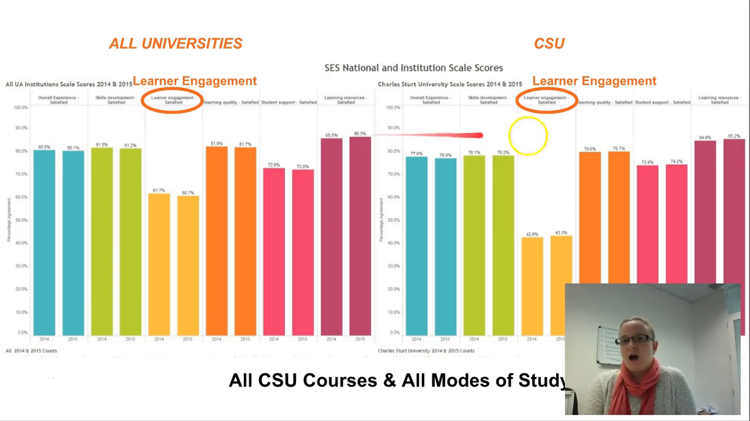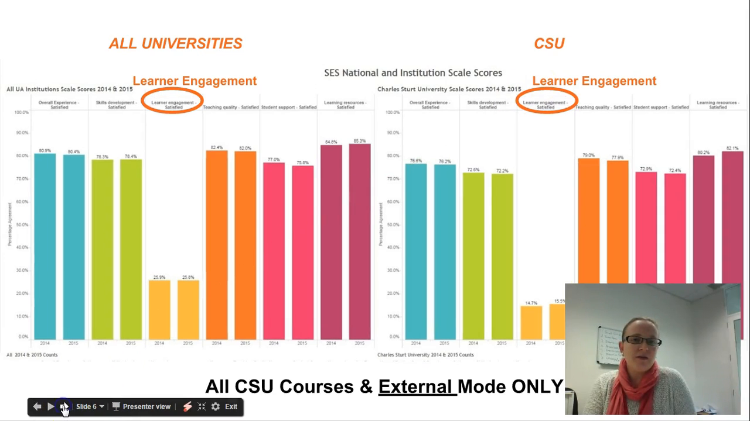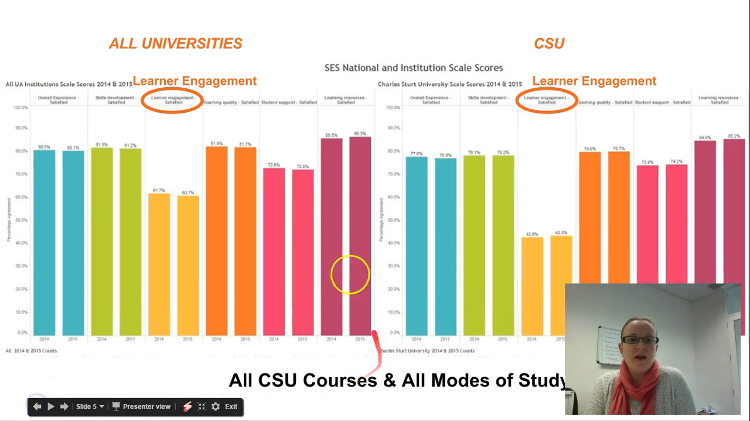Now, if you just quickly eyeball the entire sector versus CSU, what you can see is that in most cases, CSU looks pretty much about the same as that sector average. There is one measure where CSU looks like it is performing considerably worse than the sector, and that particular measure is the learner engagement measure. If you have a look at my next slide here, sorry, I should have indicated that this data was for all CSU courses and all modes of study.